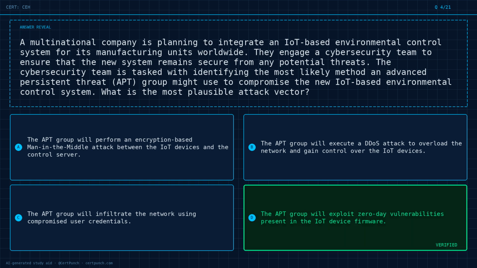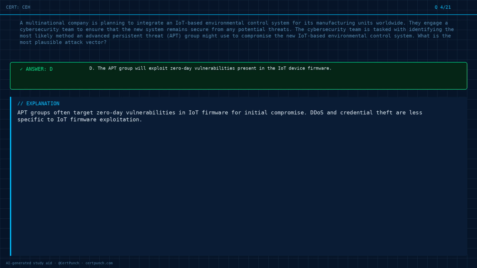The answer is option D. Exam logic. APT groups often target zero-day vulnerabilities in IoT firmware for initial compromise. DDoS and credential theft are less specific to IoT firmware exploitation.